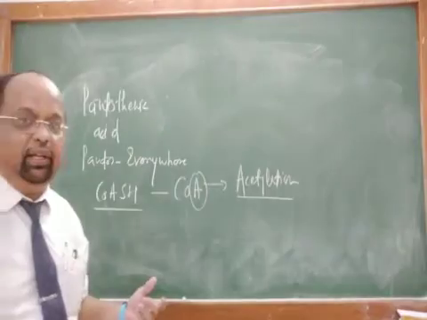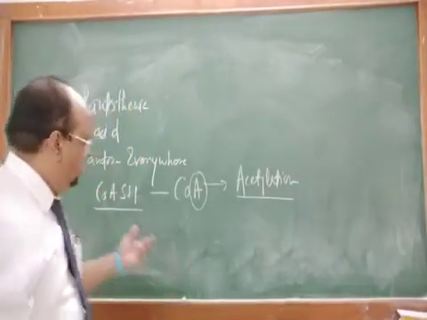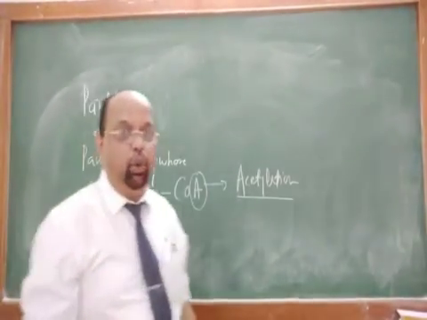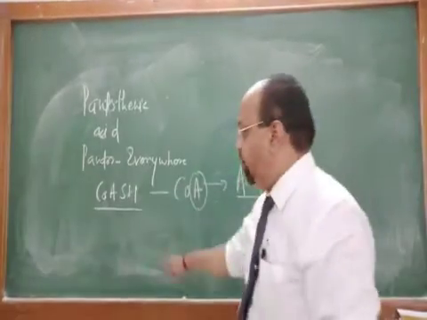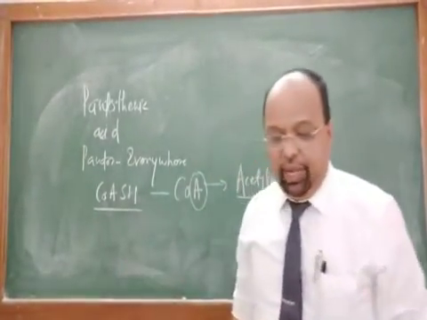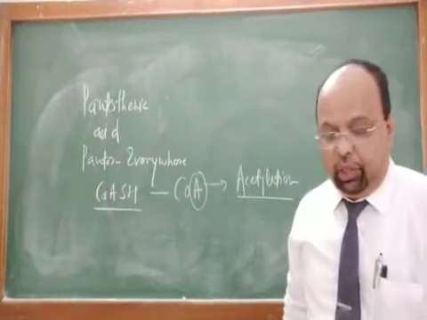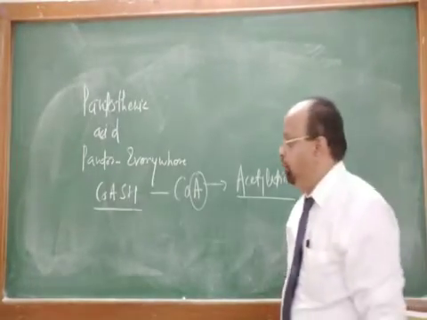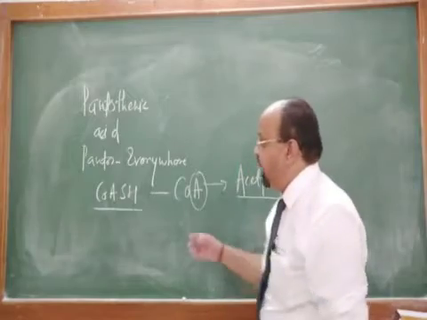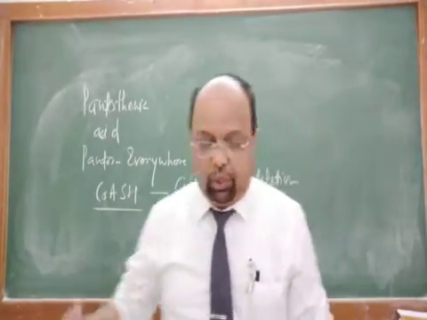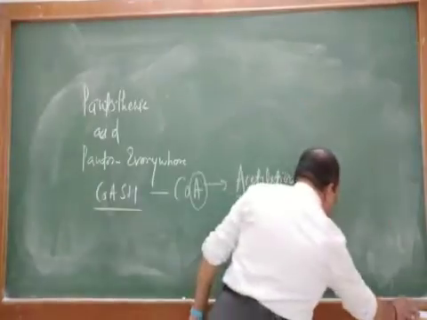this coenzyme A, that means this is the reactive group of coenzyme A. That is known as SH or sulfhydryl group, or it is also known as thiol group. So this is regarding the introduction part of this vitamin.